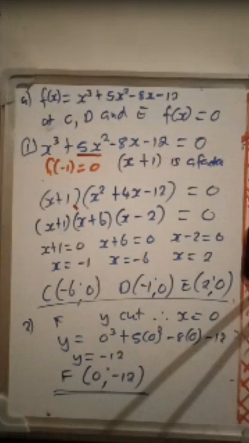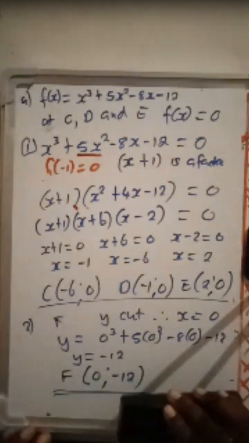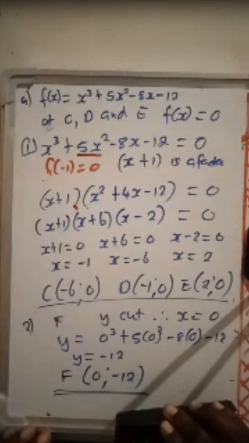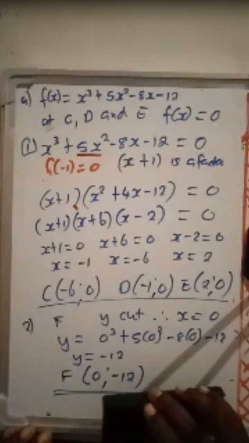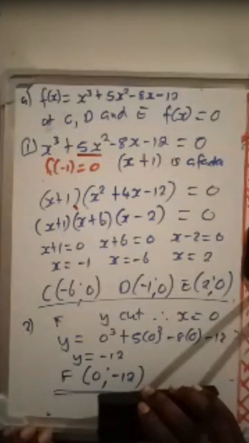Okay? Then we go to the next, number 3. Calculate the coordinates of A and B.